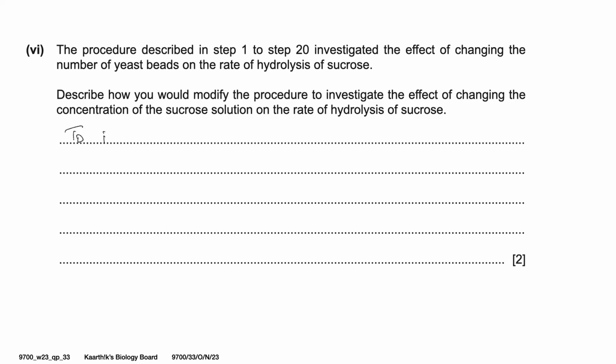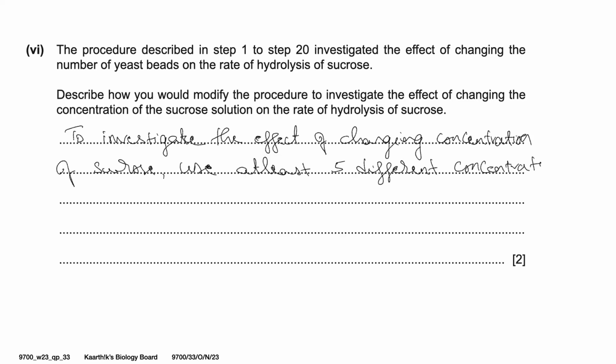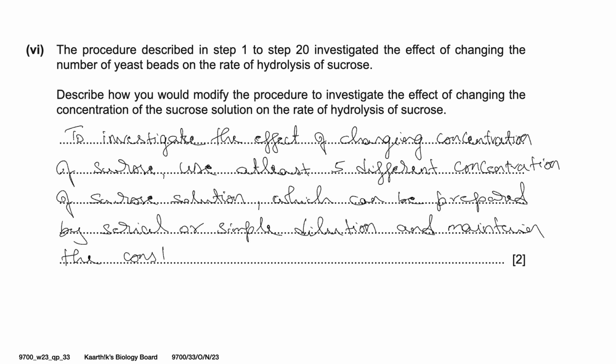So to investigate the effect of changing the concentration of sucrose, we need to use at least 5 concentrations of sucrose solution. These 5 different concentrations can be prepared using the serial dilution method or the simple dilution method. One thing to be maintained constant is the bead number. Here we are not allowed to change the bead number, as we are checking the hydrolysis of sucrose based on the concentration of the sucrose solution, not based on the number of beads.